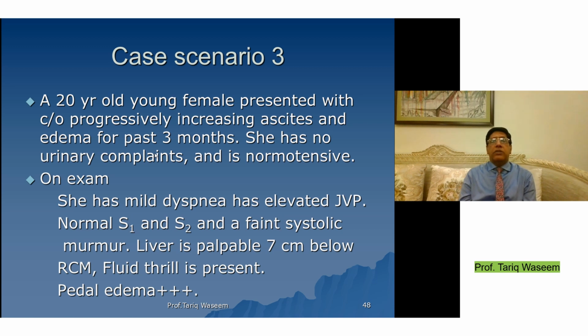A third case scenario is a 20-year-old young female who presented with progressively increasing abdominal distension, ascites and edema for the last 3 months. There are no urinary complaints. She is normotensive. On examination, she has mild dyspnea and elevated jugular venous pressure. The first and second heart sounds were normal, and there was a faint systolic murmur audible at the apex. The liver was markedly enlarged, 7 centimeters below the costal margin with a total span of around 25 centimeters. There was a fluid thrill in the abdomen suggesting free fluid, and of course there was marked 3 plus pedal edema.